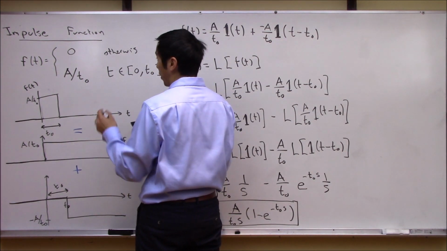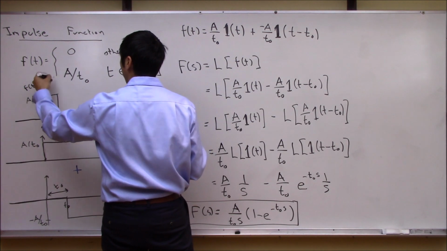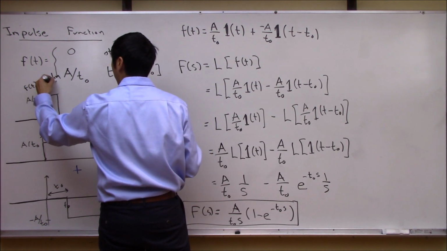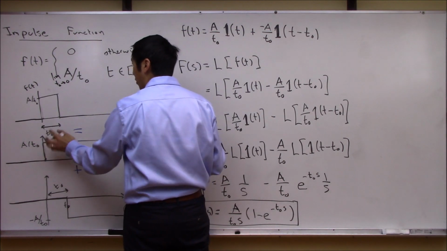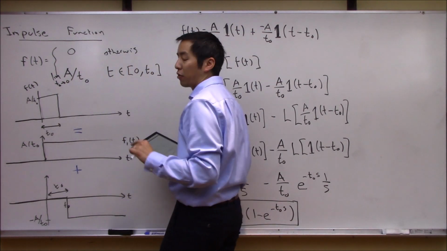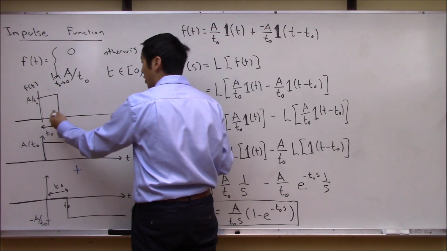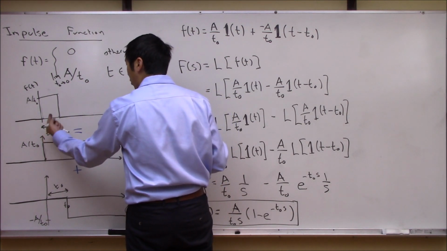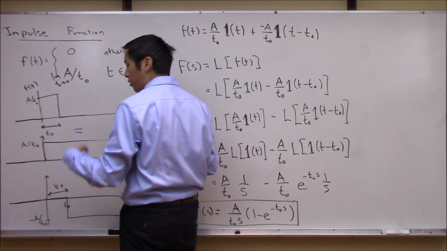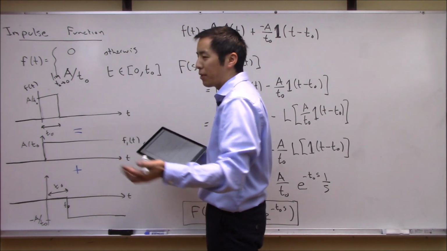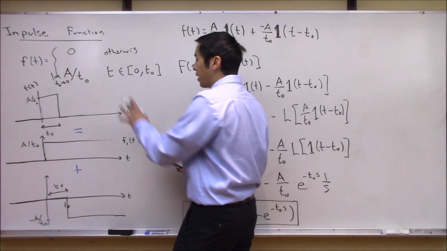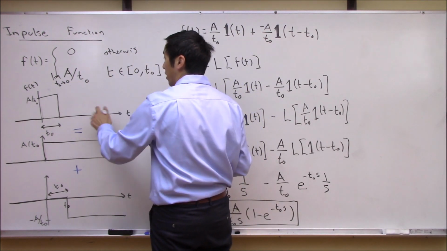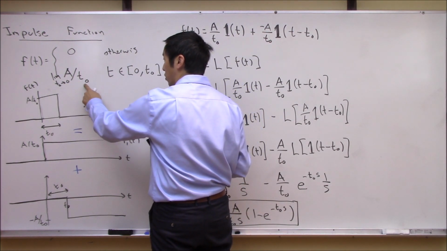So maybe a better way to write this is f of t is basically this thing with the limit as t naught goes to 0. Basically it's just shrinking this, but we're keeping the area under the curve, quote unquote, equal to a. So as t0 gets smaller, this thing gets bigger and bigger, and it becomes this mathematical fantasy, rather than a physically realizable signal. But nevertheless, that's all it is. It's basically take the limit as t0 goes to 0.